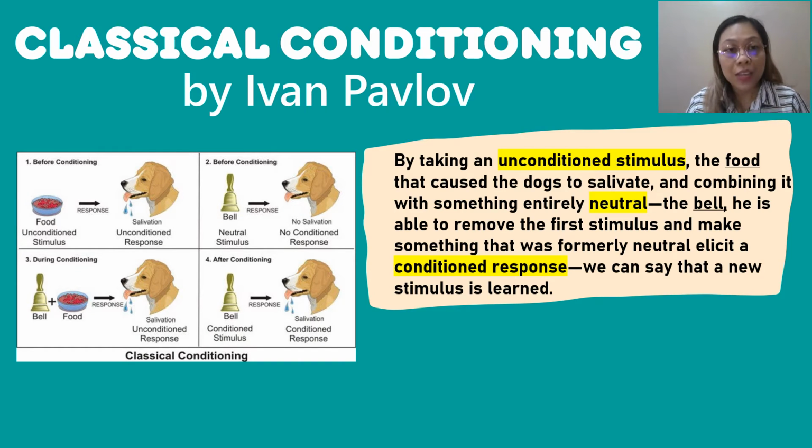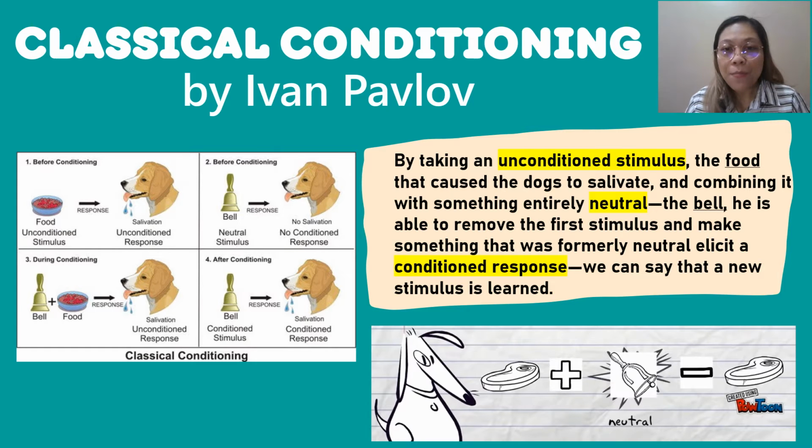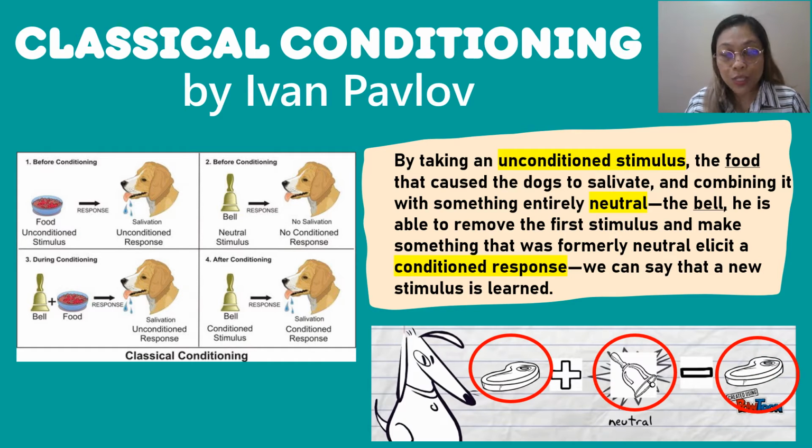So anong nangyari dyan? By taking an unconditioned stimulus, the food that caused the dogs to salivate, and combining it with something entirely neutral, the bell, he is able to remove the first stimulus and make something that was formerly neutral elicit a conditioned response. We can say that a new stimulus is learned.